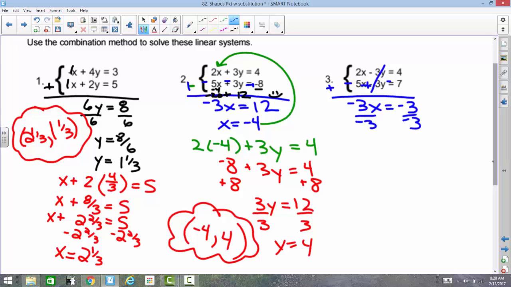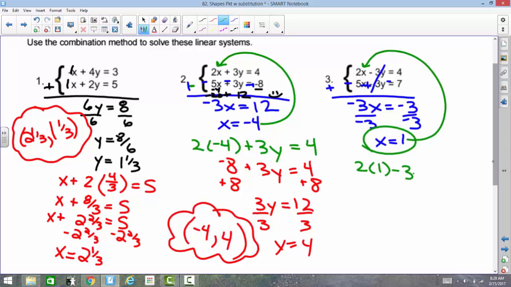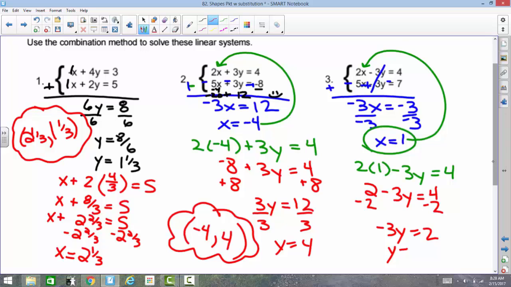So when you divide by -3, you get x equals 1. Then you're going to plug 1 back into whichever one is easier to work with. So 2 times 1 minus 3y equals 4. So 2 minus 3y equals 4. Subtract 2. So -3y equals 2. And then divide by -3, so y equals -2/3.